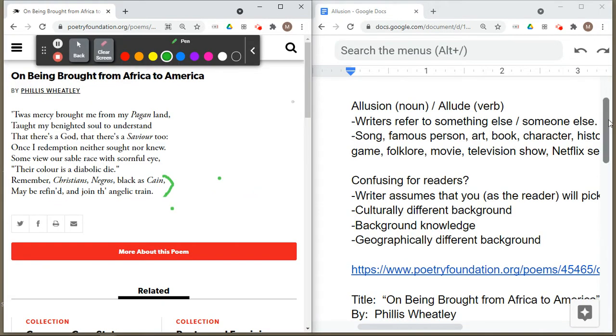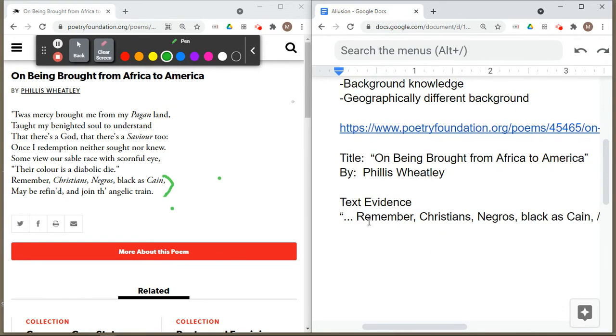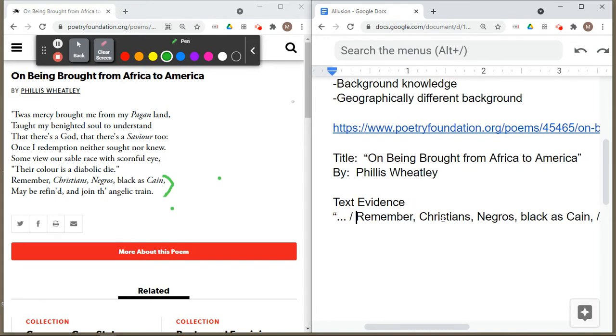And let's go ahead and identify our text evidence, because really that is where we see the allusion taking place. So I'm taking the text evidence: "Remember, Christians, Negroes, black as Cain." Now I'm going to use a forward slash to let the reader know that there's another line that comes after this one, and I'm referencing that line. I'm also going to use ellipses to let the reader know that there were lines that came before it. If you wanted to do this as well, to add a forward slash, you are more than welcome to, to let the readers know that this is its own line on its own. This is its own poetry line.